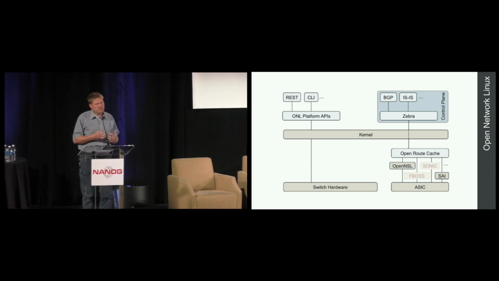The major components of Open Network Linux are the Open Network Platform APIs and the Open Route Cache. The Open Route Cache is the piece that mediates between the kernel calls that do route installs and OpenNSL, SAI, and other things that you can use as your ASIC interface. So Open Network Linux is one of those options that's out there.